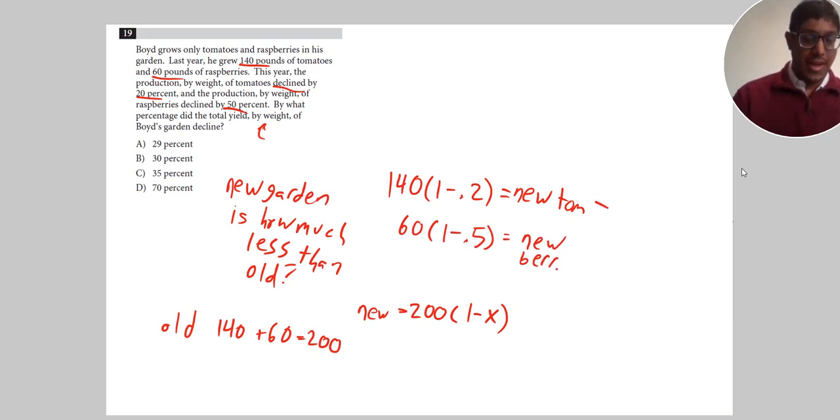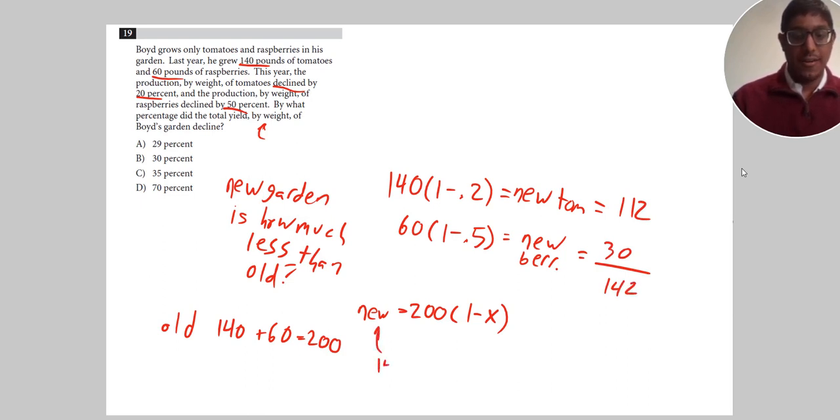So we do that in our calculator and realize that we're going to end up with 112 pounds of tomatoes and 30 pounds of berries, which is 142 pounds total. So that means the new weight of what's produced in this garden is 142.